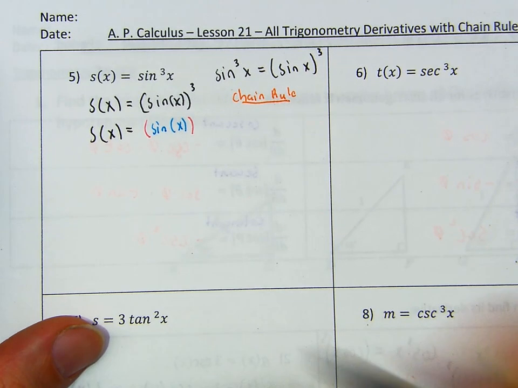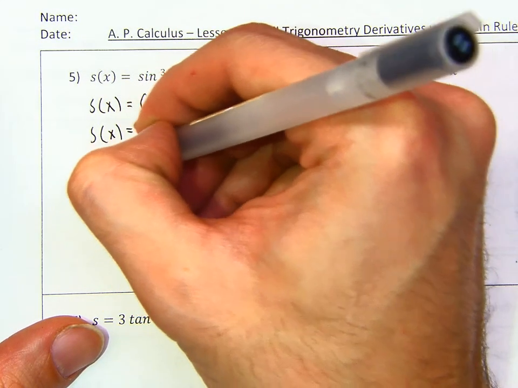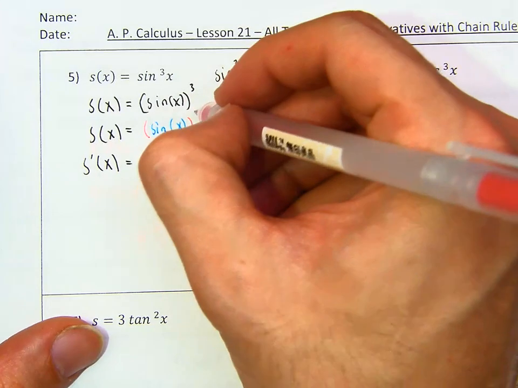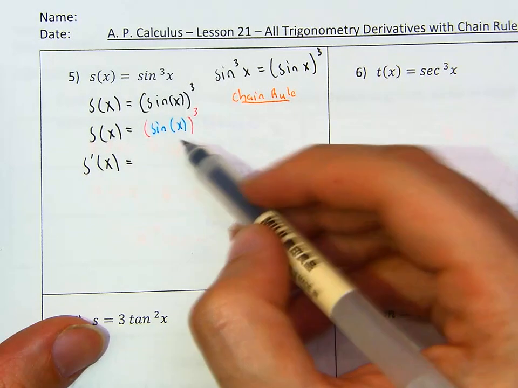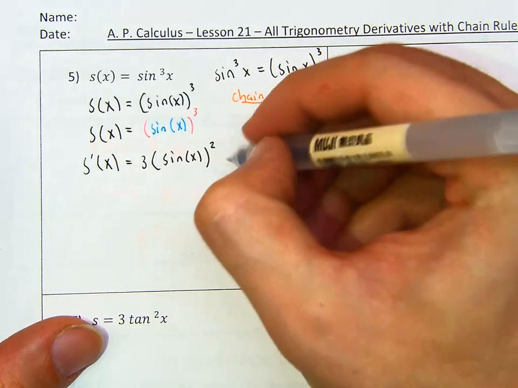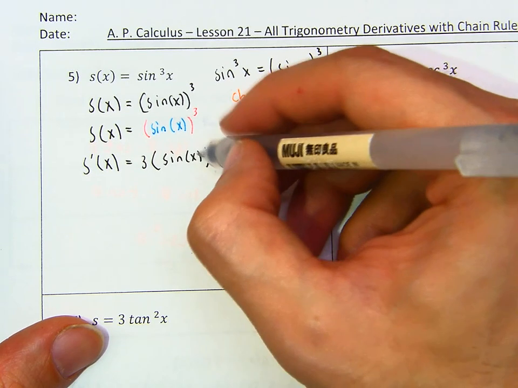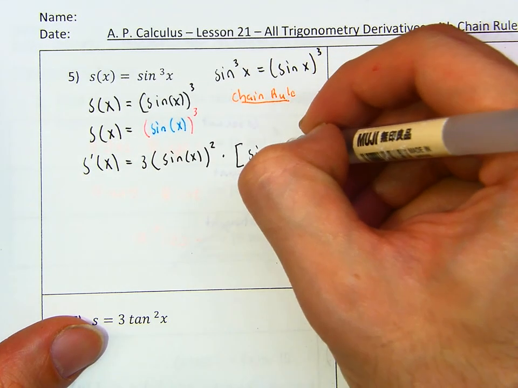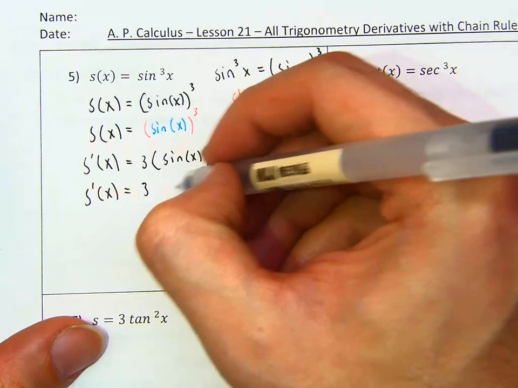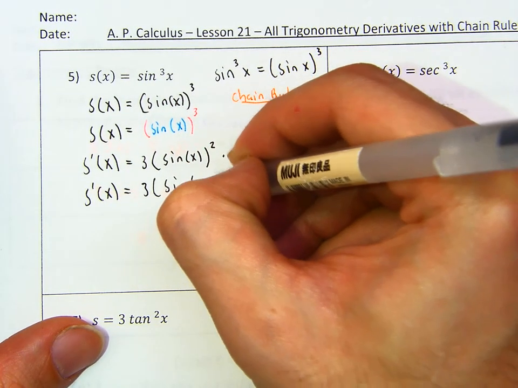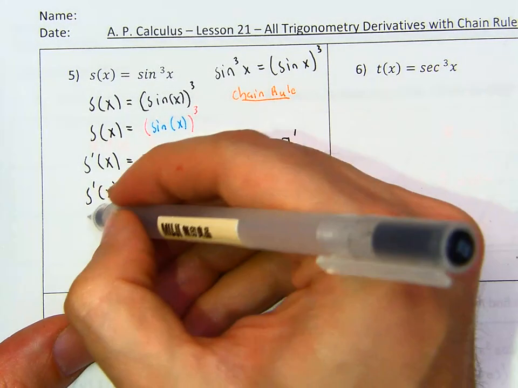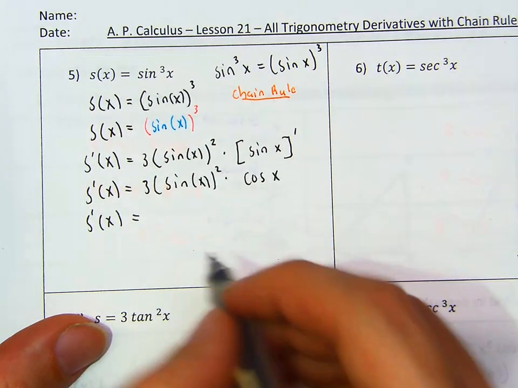Okie dokie. So now we have s prime of x equals, well, what's the derivative? Oh, oops, sorry, I forgot. There should be a 3 here. What's the derivative of the red? So this is 3 parentheses sine of x squared times the derivative of the blue, what's on the inside, so derivative of sine of x. Okay, so s prime of x is equal to 3 times sine of x, the whole thing squared, times cosine of x.